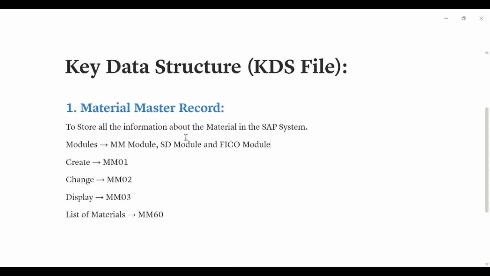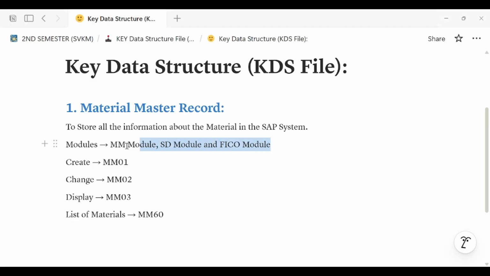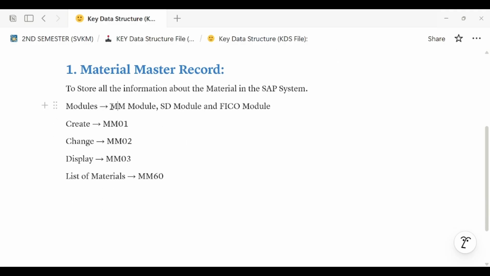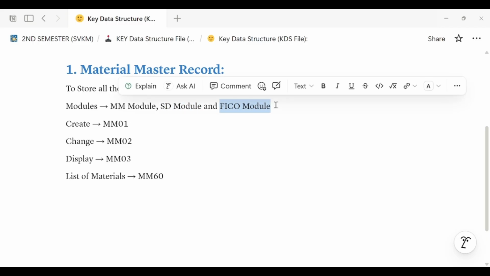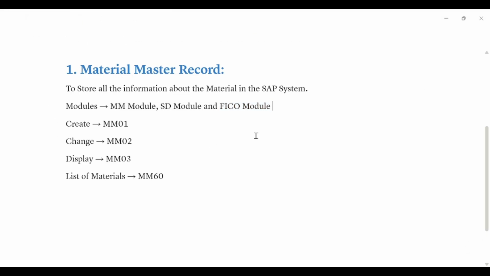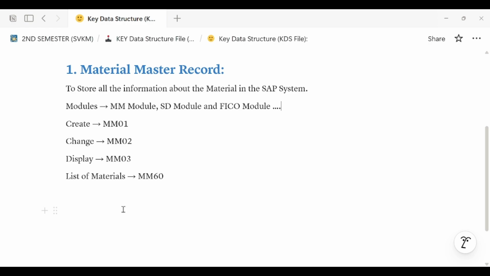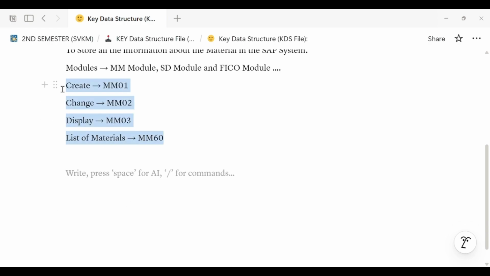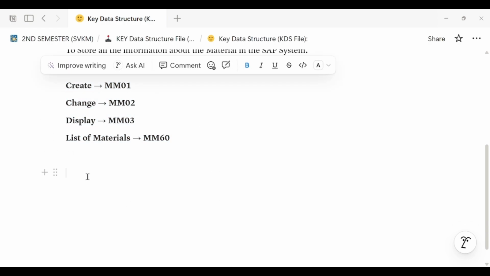There are many more modules, but in this video I will cover the modules that specifically use the material master record. The MM module handles procurement-related activities, the SD module sales-related activities, and the finance module handles whichever materials you sell or procure, for all transaction maintenance about that material. There are also other modules used. So now we create a material.